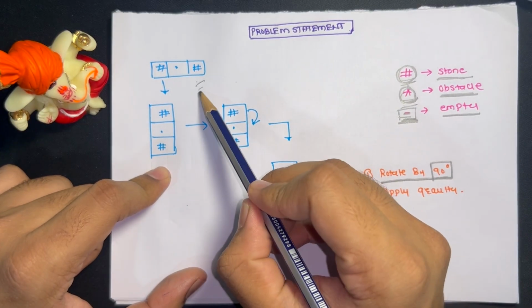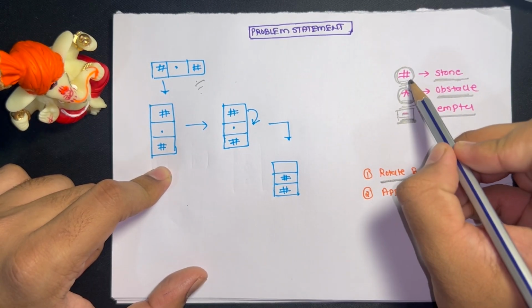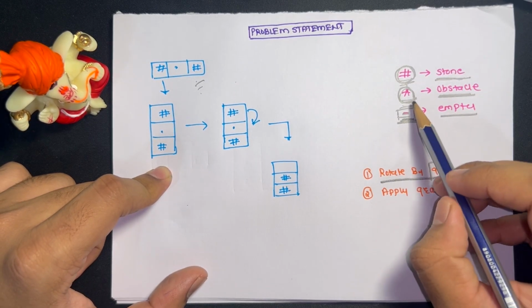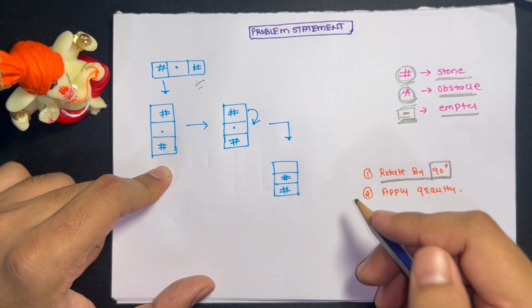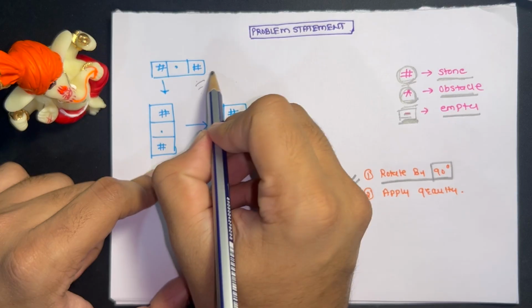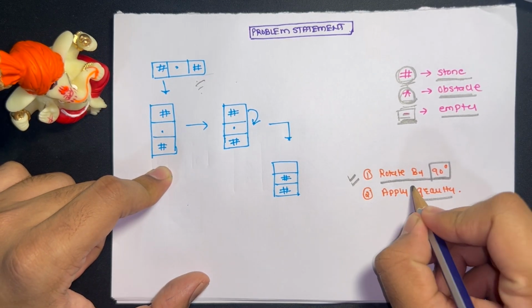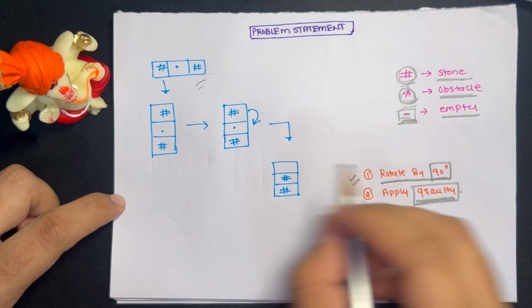So we have been given a grid with a hash which represents a stone, a star which represents an obstacle, and an empty space. What we have to do is rotate this grid by 90 degrees and then apply gravity on it. So what this gravity will do, see here.